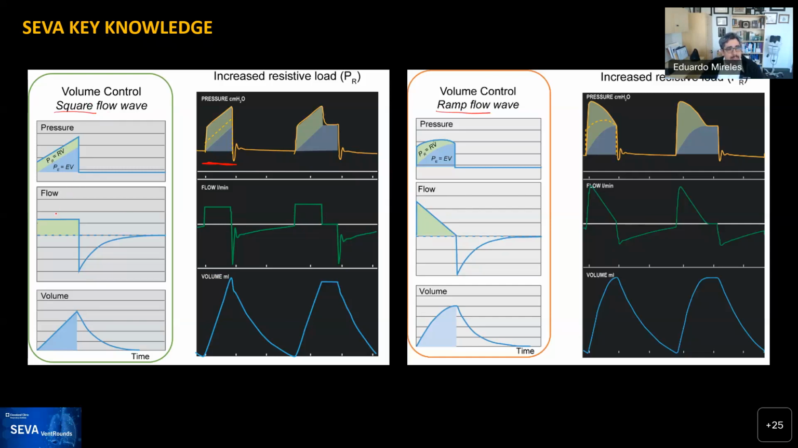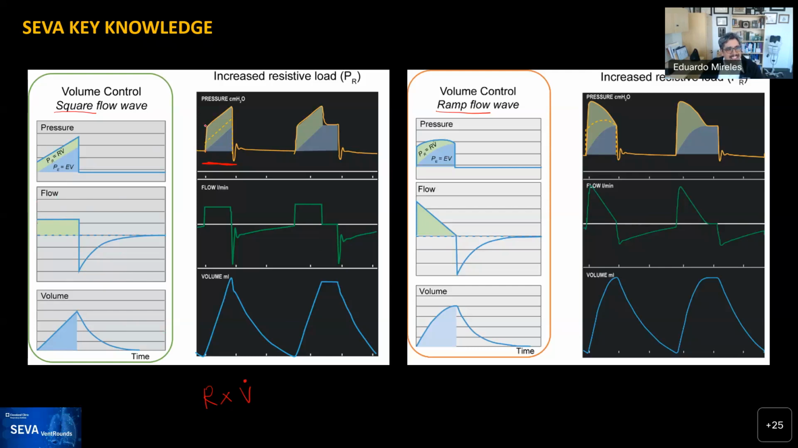Now, when you're looking at the resistive load, you have to recognize that the resistive load, according to the equation of motion, is resistance times flow. And so if you set the flow higher, then you will have more of a resistive load, or if the resistance is high, you will have more from that. So what you see here is an increased resistive load.